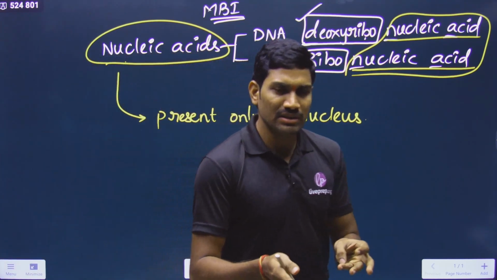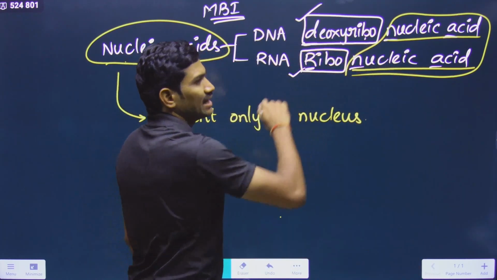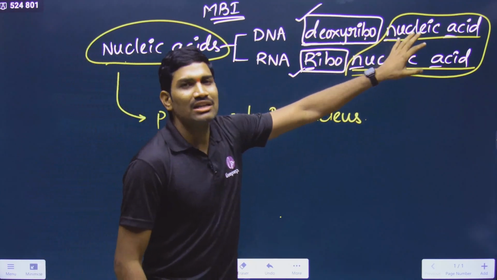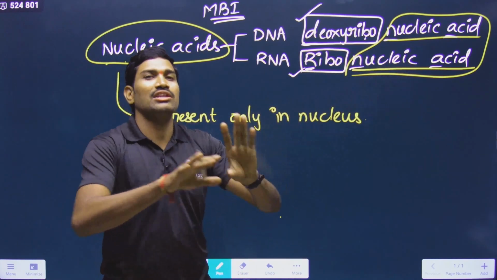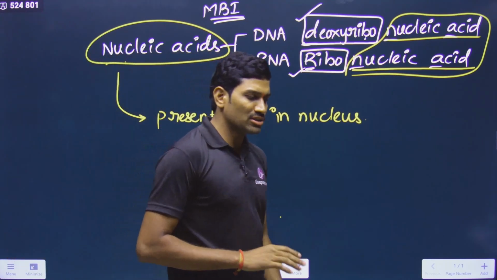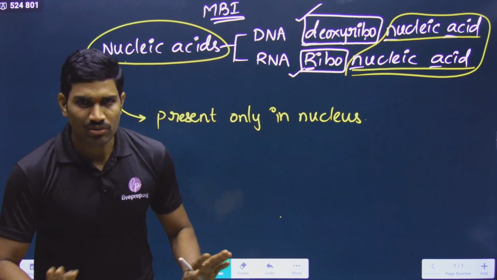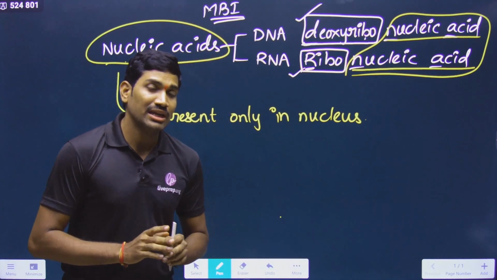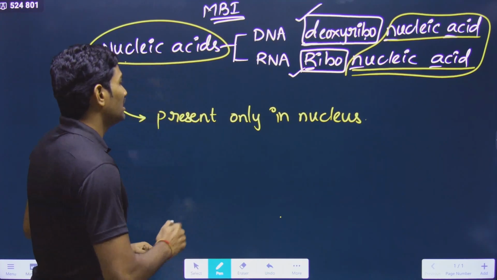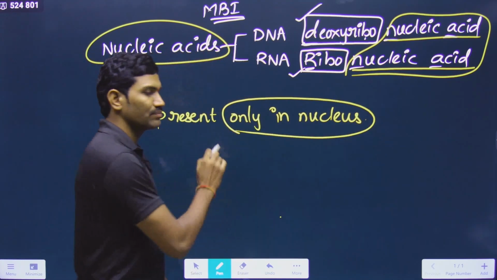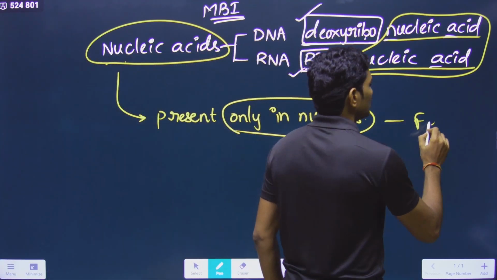Or the same statement I will ask in reverse. These molecules, DNA and RNA, are called nucleic acids because they are present only in the nucleus. Think logically and tell me whether it is true or false. DNA and RNA are the nucleic acids, okay? But what I am saying is they are called nucleic acids because they are present only in the nucleus. Now tell me, true or false? It is a false statement.